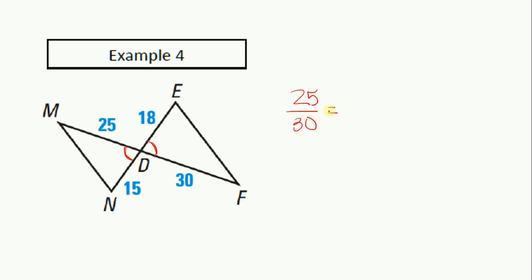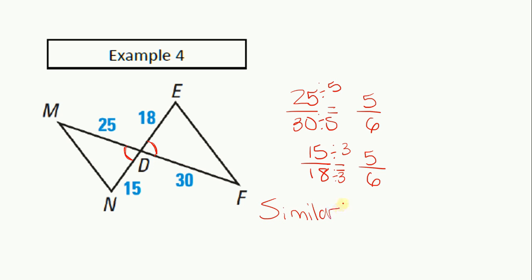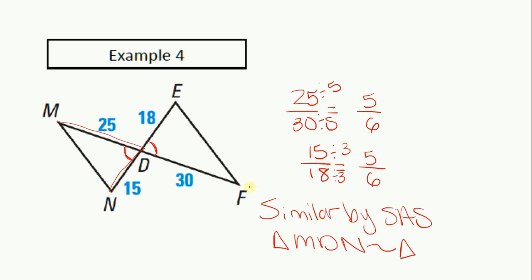So let's go ahead and check to see if those are proportional, or what's the ratio of them. So that would be 5 over 6. We're going to do the same thing with 15 over 18. Looks like a 3. So that'd be 5 over 6 as well. So notice, guys, my ratios are equal, so that must mean that my triangles are similar. So I can call them similar by SAS. So I'm going to say triangle MDN is similar to, M and D was to F and D, so I think I'm going to have to go this way for my other one. So that's going to be FDE.